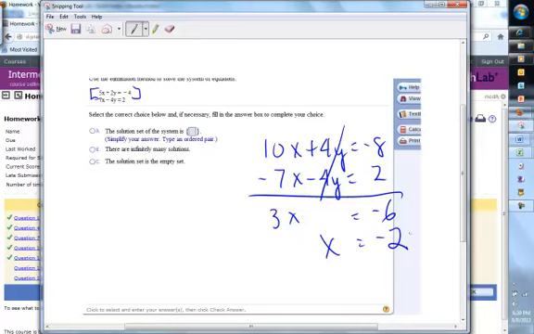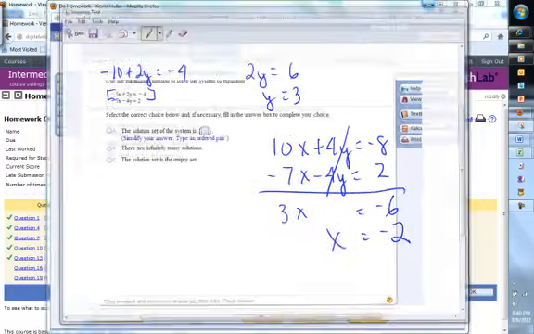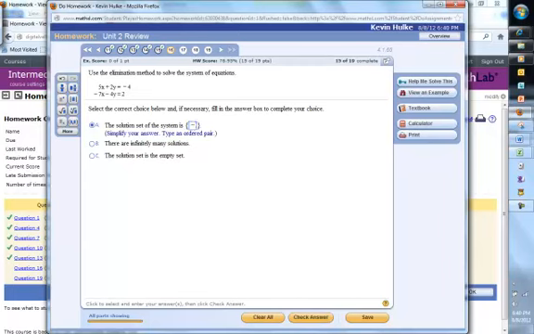Substitute that back into, let's say, the first equation. -10, because 5 times -2 is -10, plus 2y equals -4. Add 10 to both sides. You get 2y equals 6, so y is 3. x is -2 and y is 3. The ordered pair here is -2 and 3.